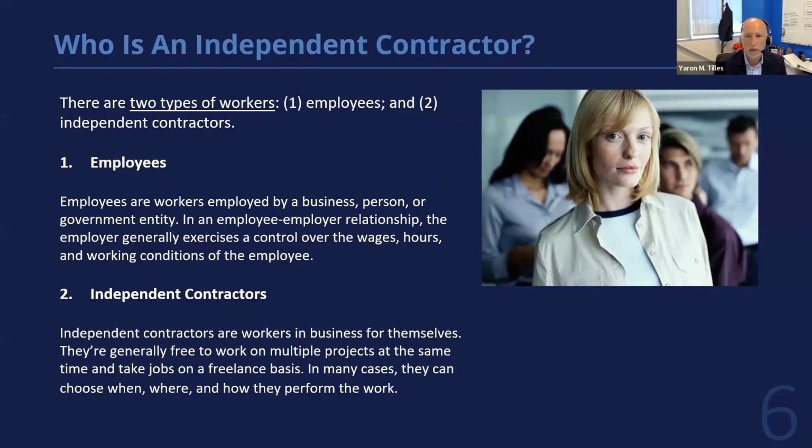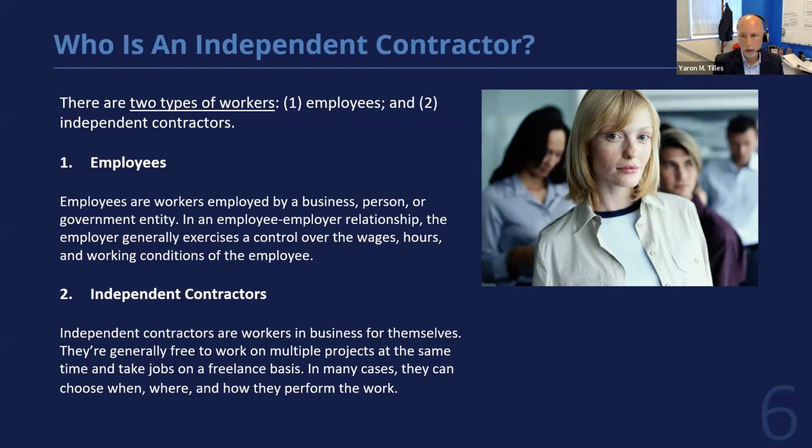There are two types of workers, employees and independent contractors. Employees are workers employed by a business, person, or government entity. In an employee-employer relationship, the employer generally exercises control over the wages, hours, and working conditions of the employees. Independent contractors, on the other hand, are workers in business for themselves. They're generally free to work on multiple projects at the same time, take jobs on a freelance basis. In many cases, they can choose when, where, and how they perform the work.